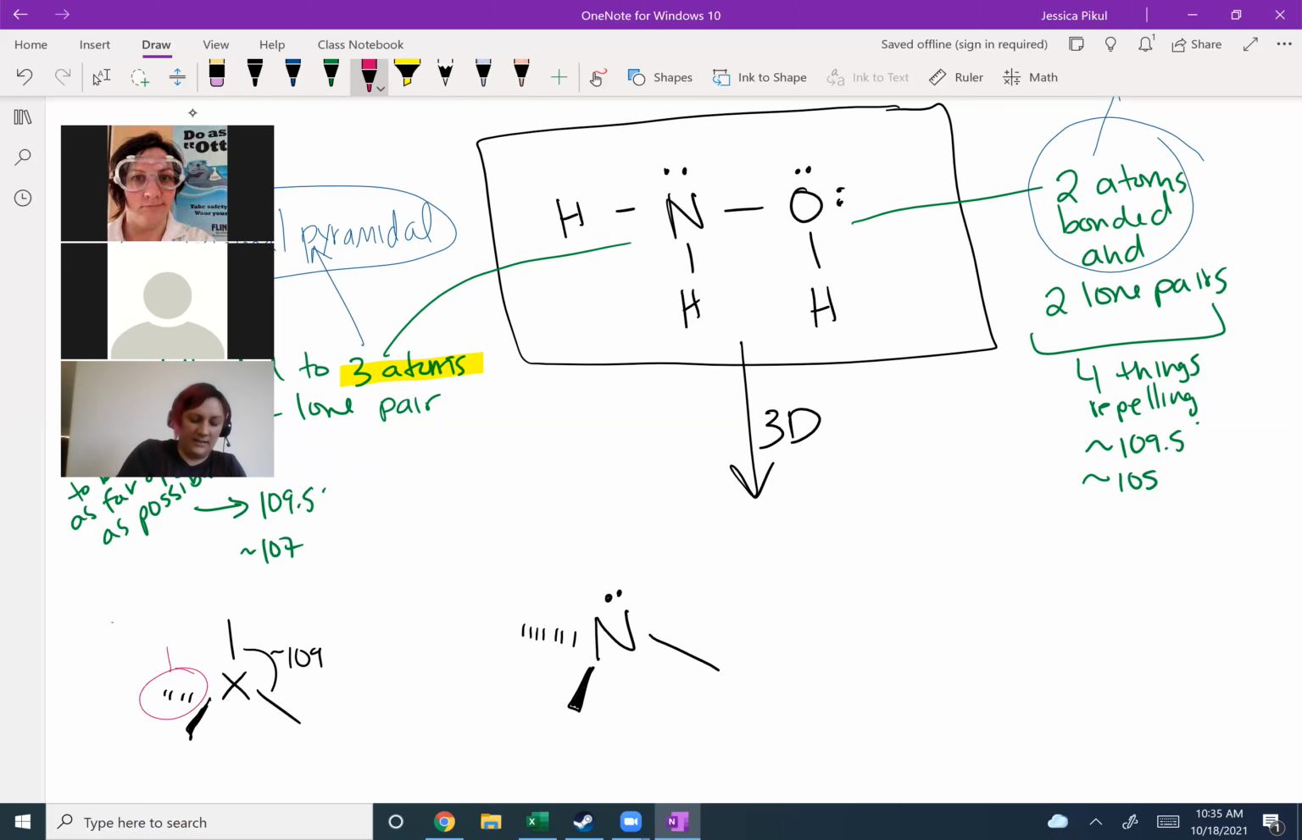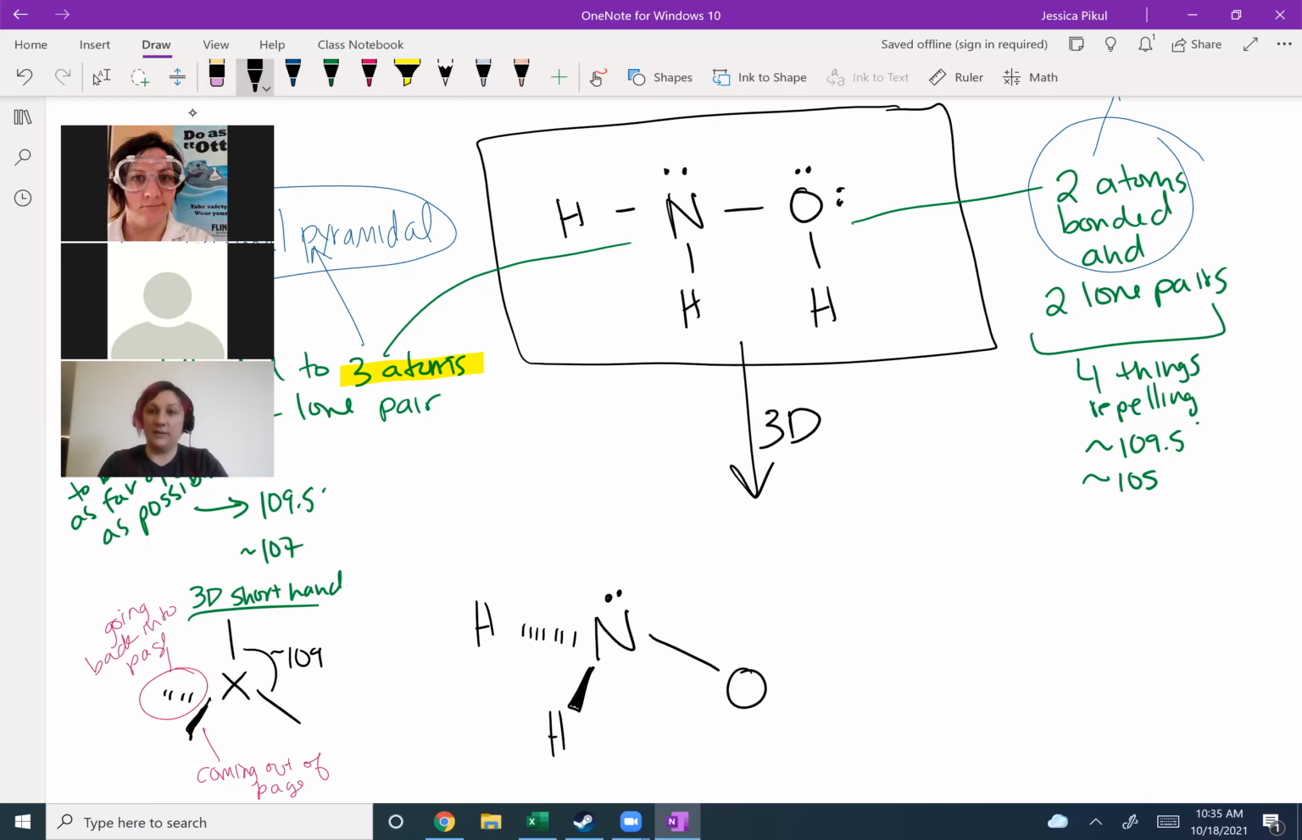this dashed line is going back into the page. And this wedge is coming out of the page. And this is our shorthand for drawing in 3 dimensions for chemistry. So with this nitrogen, I'll have 1 going back, 1 coming forward, and 1 going off to the side. You can imagine this lone pair here is coming straight up, right? But we don't need to draw the bond for the lone pair because it's not actually a bond. So I'll have my hydrogen here, a hydrogen here, and then my oxygen will be bonded to this nitrogen.